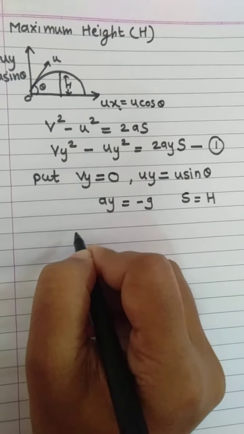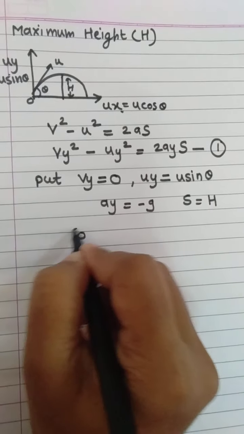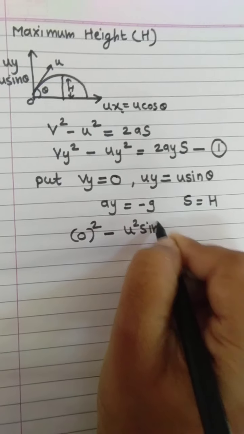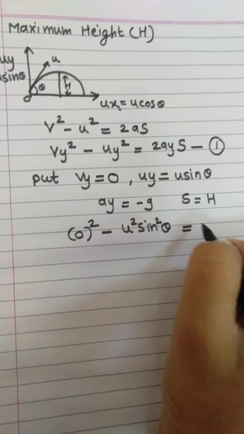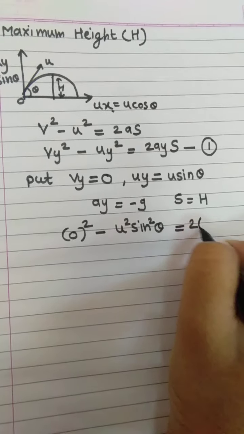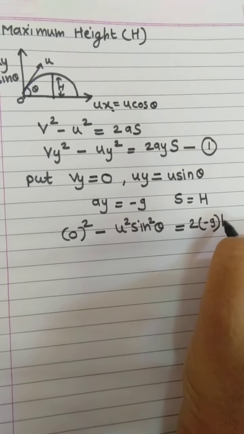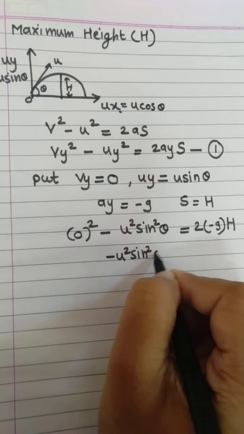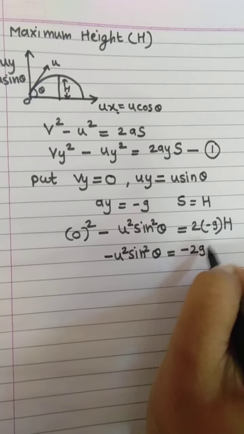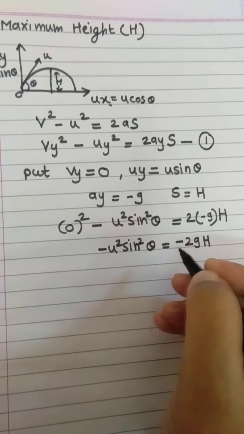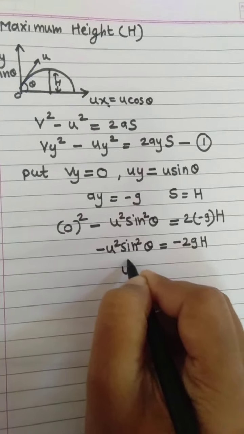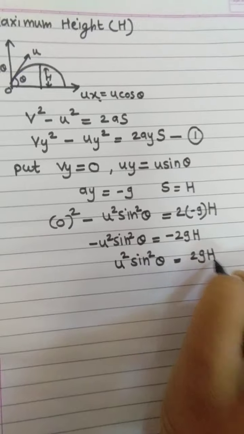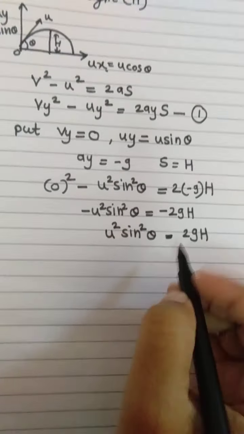See what it will become. Vy square means 0 square, minus uy, that is u sin theta, so u square sin square theta, is equal to 2 into ay, that is minus g, and instead of s we are putting capital H. So what is this becoming? Minus u square sin square theta is equal to minus 2gH. Minus minus gets cancelled from both sides. We will get u square sin square theta is equal to 2gH, and we can write the equation for H with the help of it.